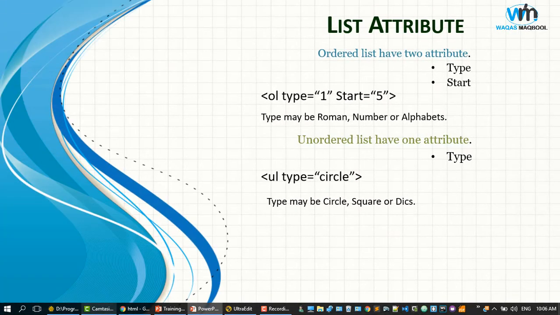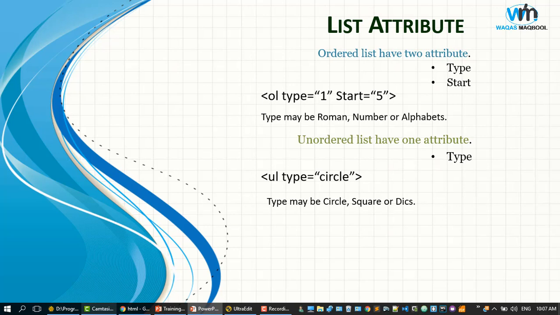And after that I will discuss the list attributes. An ordered list has two attributes. One is type and the second is start. The type is what kind of numbering you want for the list, for example 1, 2, 3, or Roman letters, or the alphabet A, B, C. So this is the type attribute of the ordered list. The second attribute is start, for example if you want to start from 5, 6, 7, 8. By default it starts from 1.